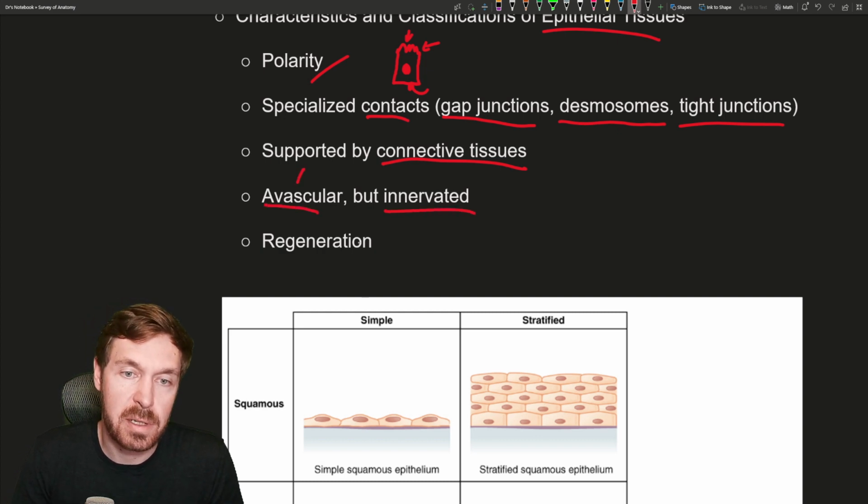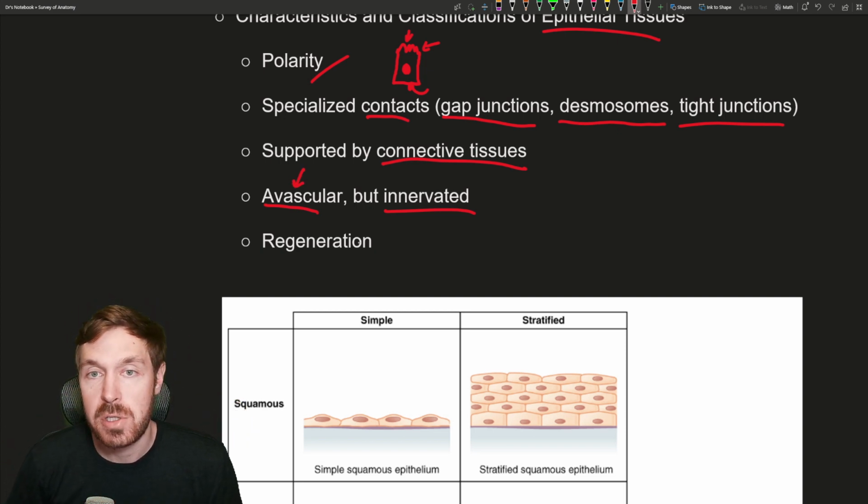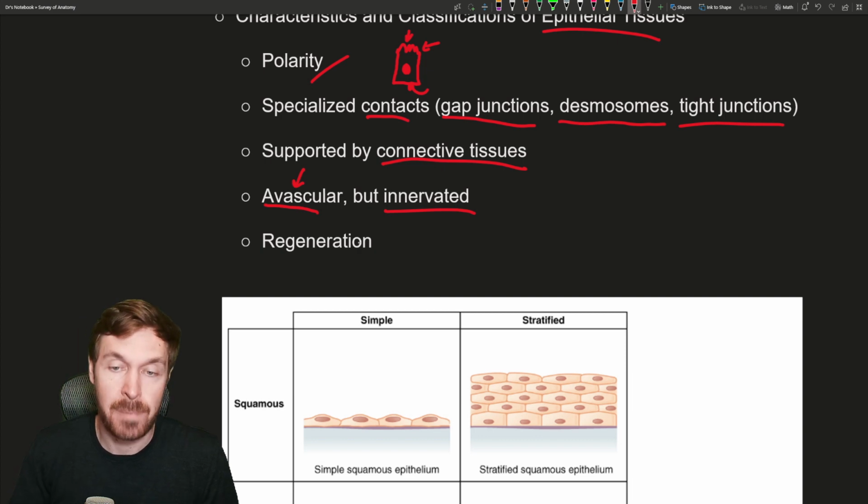What this means, avascular, means they lack blood vessels. So when you go like this on your skin, on your epidermis, you don't bleed. It's only if you go down into the dermal layer that you start bleeding, because that's where the blood vessels are. So avascular means lacks blood vessels.